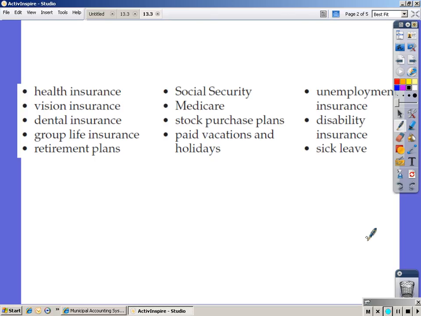Here we have just a few items that can be considered employee benefits. These are things that your boss can provide: health insurance, vision insurance, dental, group life, retirement, Social Security, Medicare, stock purchase plans, paid vacations and holidays, unemployment insurance, disability insurance, and sick leave. Now, some of these are mandatory while others are not. All right, let's look at example 1.